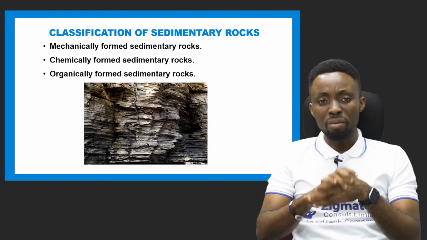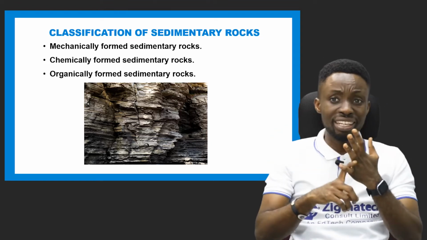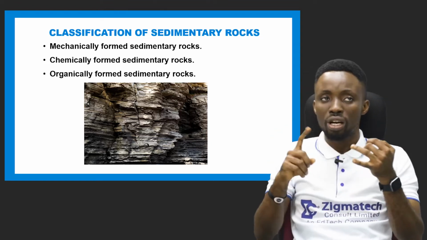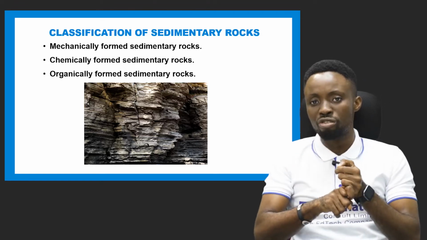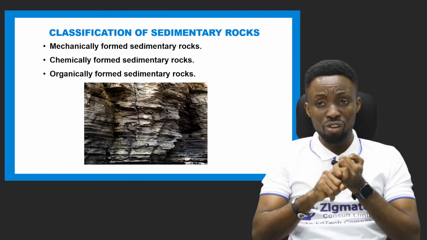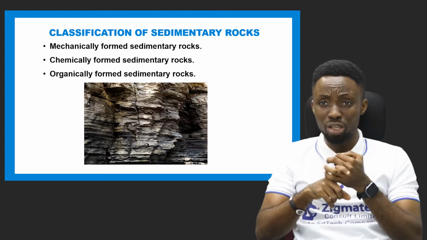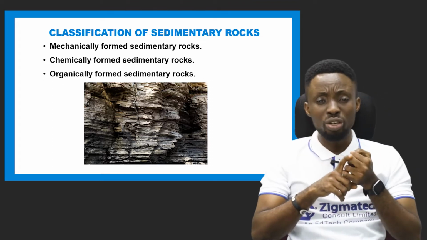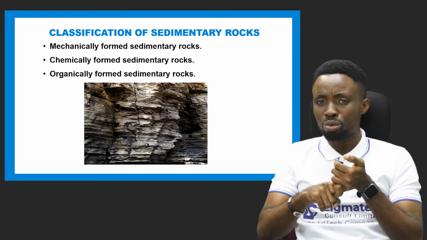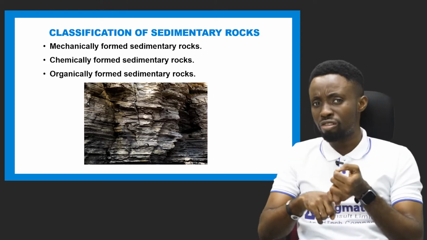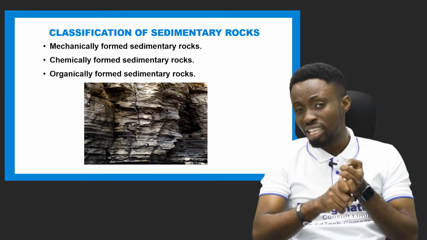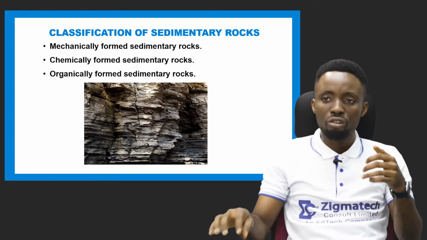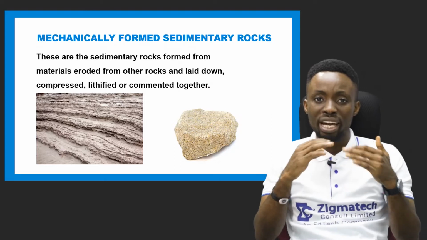Now, sedimentary rocks are classified in three categories. The first one is called the mechanically formed sedimentary rocks. The second category are the ones that are chemically formed, while the third ones are the ones that are organically formed. So mechanically formed sedimentary rocks, chemically formed sedimentary rocks, then we have the organically formed sedimentary rocks. Now let's look at the ones that are mechanically formed.